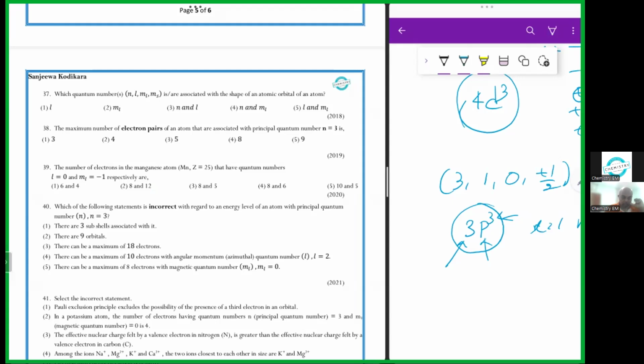I'm asking the 37th question. Which quantum numbers N, L, ML and MS are associated with the shape of an atomic orbital? Who is deciding the shape? Is it N, or is it L, or is it ML?